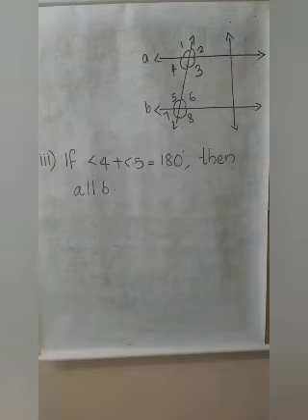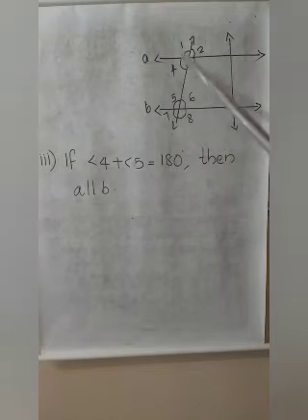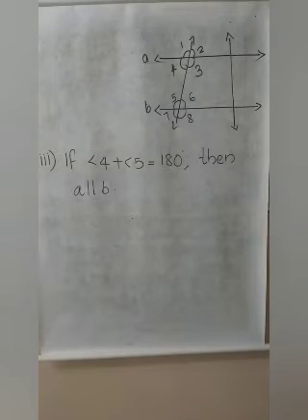Where do angle 4 and angle 5 come? By observing the figure, we can say angle 4 and angle 5 are a pair of interior angles on the same side of the transversal. This is the transversal, and 4 and 5 are on the same side. Also, they are interior angles. So, what is that property? If the sum of the interior angles on the same side of the transversal is 180, or supplementary, then the given lines will be parallel. So by that condition we can say that A and B are parallel.